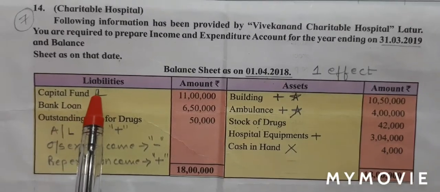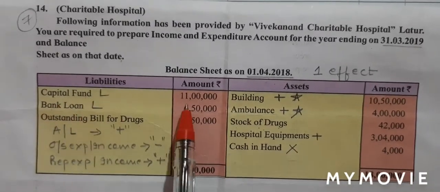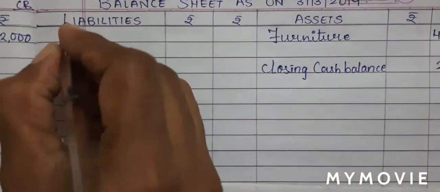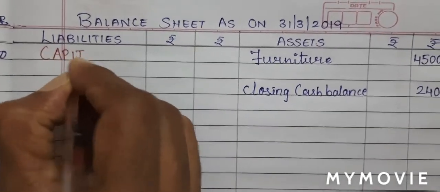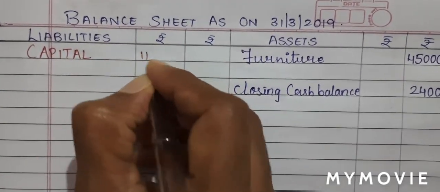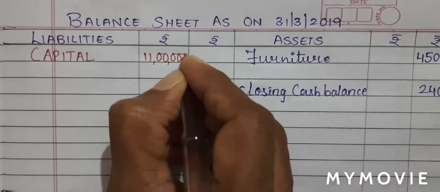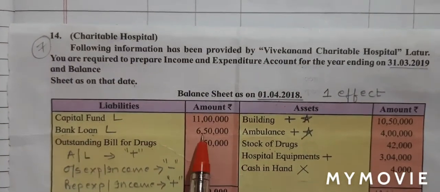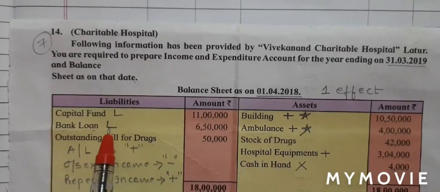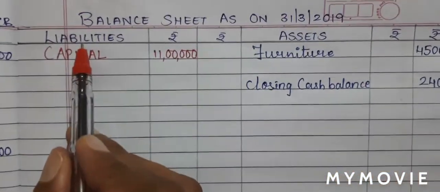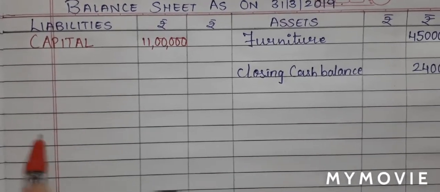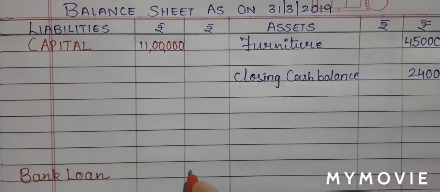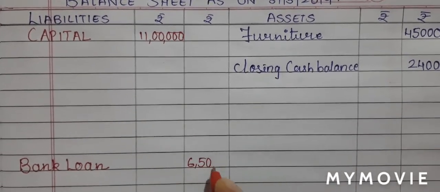Let's begin from the liability side. Capital fund of 11 lakh rupees, which I'll write on the liability side. So on the liability side, I will write capital. In the inner column, 11 lakh. Next is bank loan, 6,50,000, again on the liability side. So on the liability side, I'll leave a few 5 to 6 lines and then I will write bank loan. In the outer column, 6,50,000.